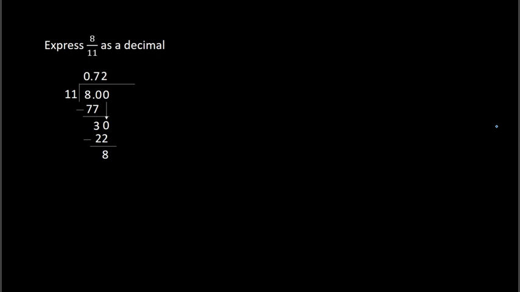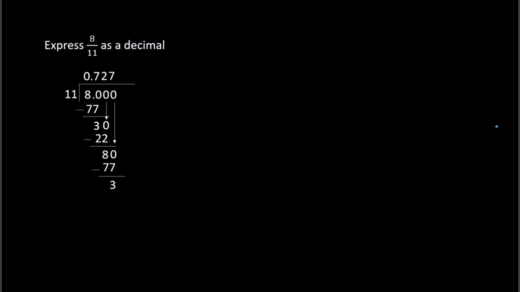I need another 0 at the end because there's still a remainder. So I add another 0 and then bring it down. Now I have 80 again down here. And then I see how many times 11 goes into 80, and that's going to be 7 times. So then I take 7 times 11 to get 77, subtract, and I get 3.